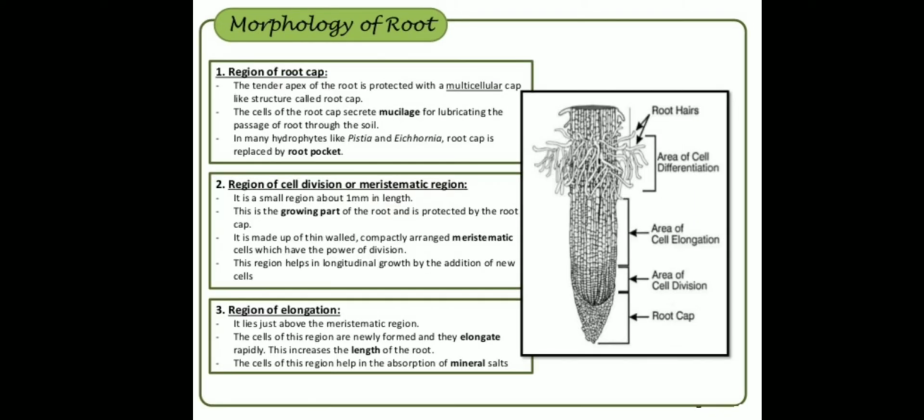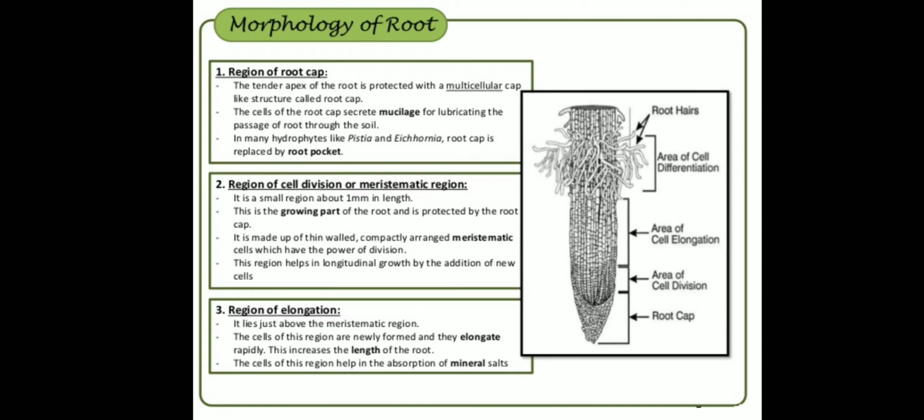So if you see this diagram over here, at the bottom you can see a labeling called root cap. Okay, the tender apex of the root is protected with a multicellular cap like structure called root cap. Okay, the cells of the root cap secrete mucilage for lubricating the passage of root through the soil. And above the root cap you can see region of cell division or meristematic region. Okay, it is a small region about 1 millimeter in length. This is the growing part of the root and is protected by the root cap.